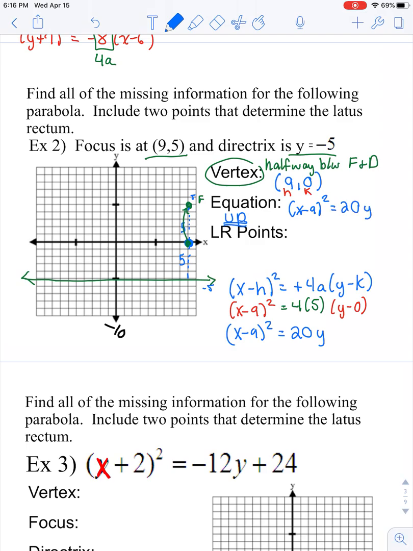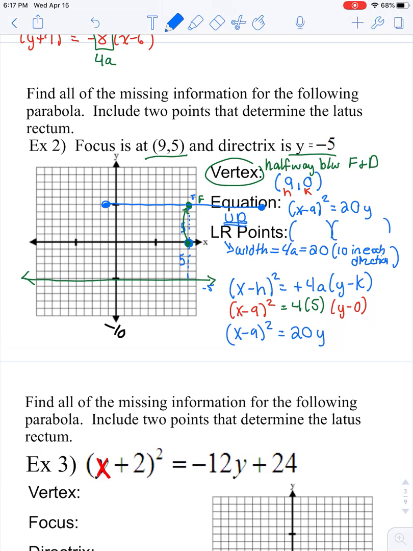As for the latus rectum points, remember that the focal width is going to be 4a units, and that 4a value is 20. So we're going to go 10 in each direction from the focus. So if we go back to this focus point, now this one's going to be a little bit harder to graph, but we're going to have to go 10 units this way. That's going to put me here. And then I'm going to have to go 10 units this way, which is going to put me way off the graph.